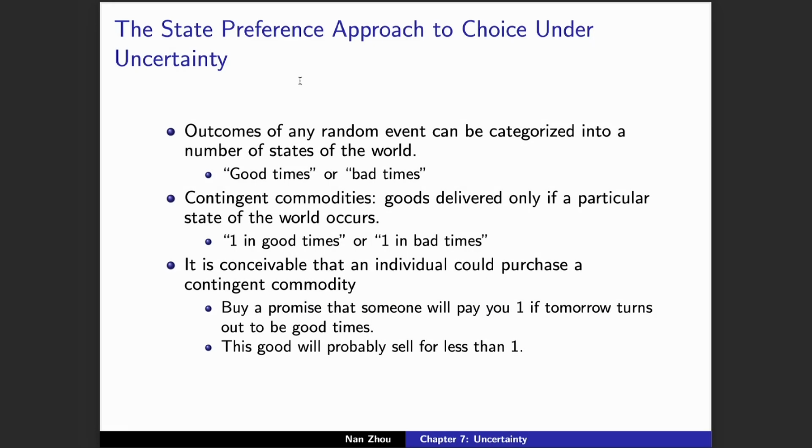So far, we've been dealing with risk and uncertainty in terms of probabilities, but it's more informative sometimes to associate random events with states of the world. So rather than saying that there's a 50-50 chance that the world will be good or bad, we can divide the future into two states, one representing good times and one representing bad times, and then assign a probability to each state.